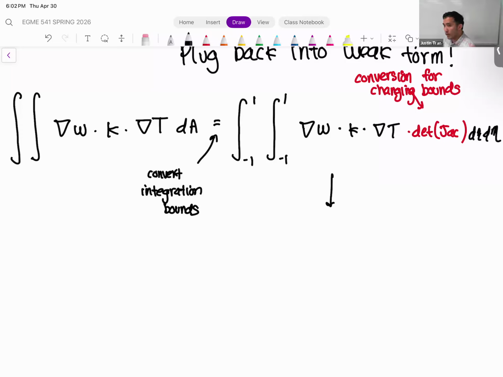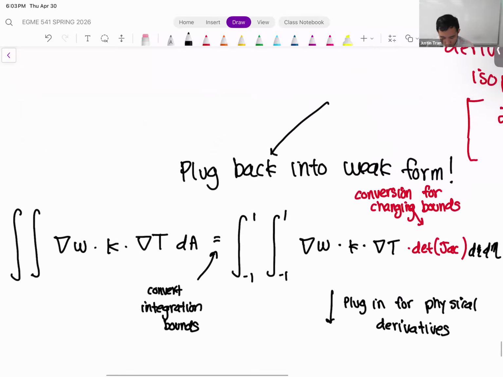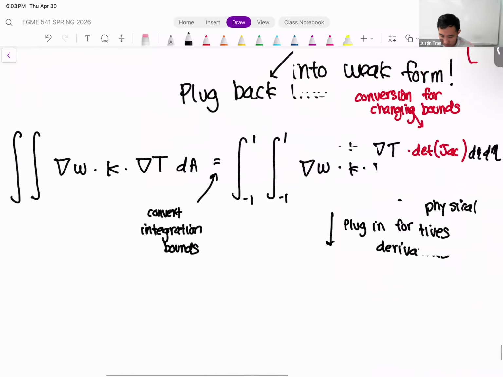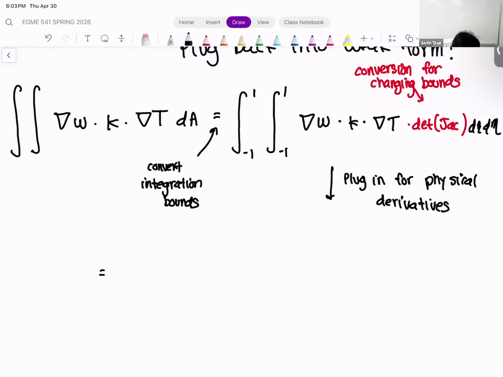All right, so we've converted our integration bounds. We have that determinant of Jacobian that comes out from the changing of the bounds, right? Next, we're going to convert our derivatives, or I should say plug in for the physical derivatives. So essentially we're going to plug in this expression that we found up here. So this is going to be equal to integral from -1 to 1, integral from -1 to 1.